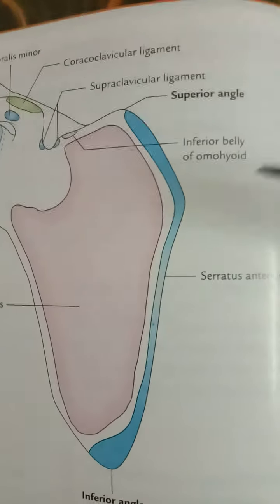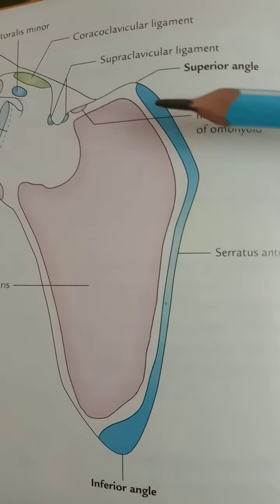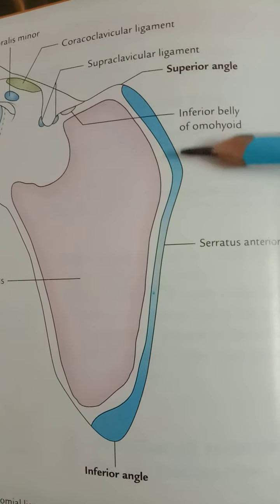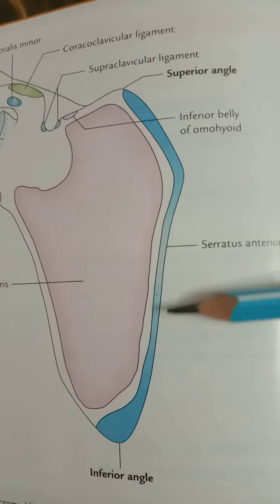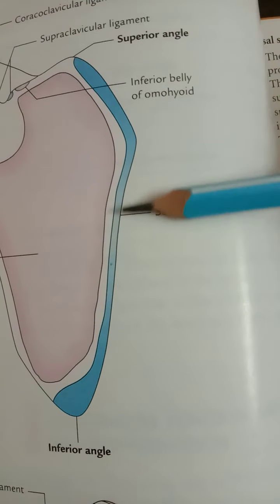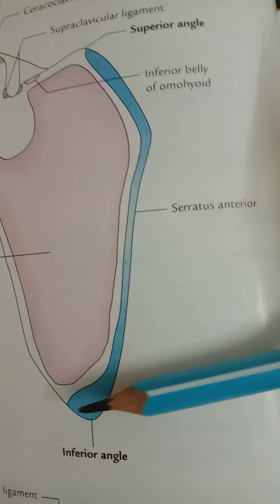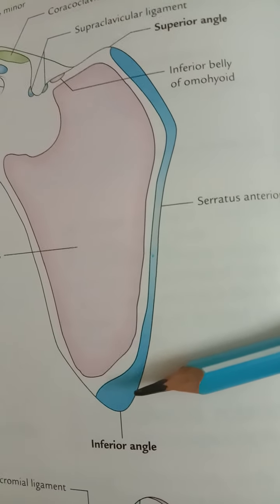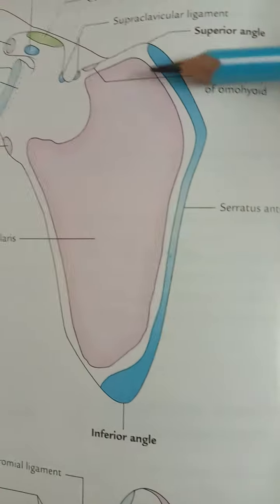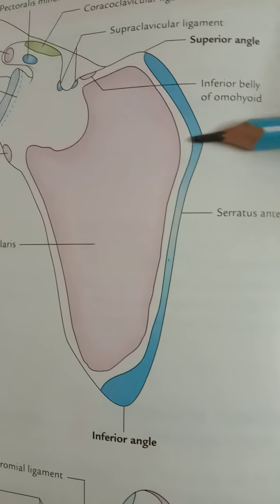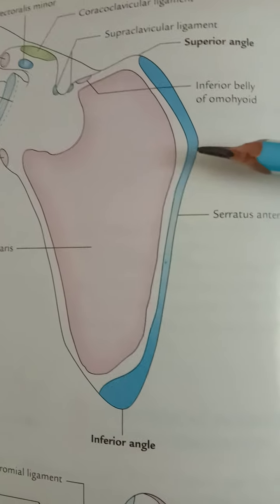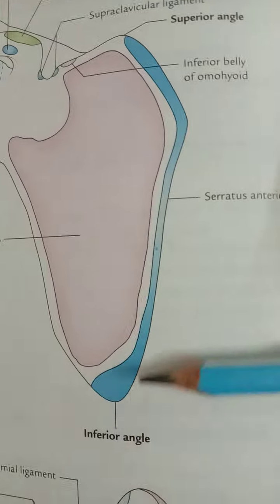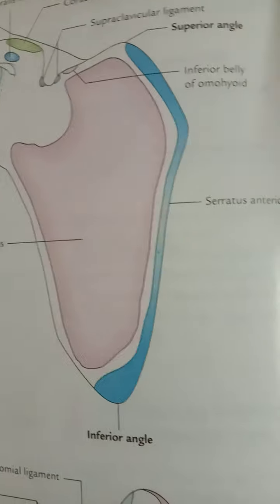Then on the costal surface and on the medial border, there is the insertion of the serratus anterior, including the inferior angle, and also from the superior angle to the root of the spine, and then the medial border and the inferior angle.